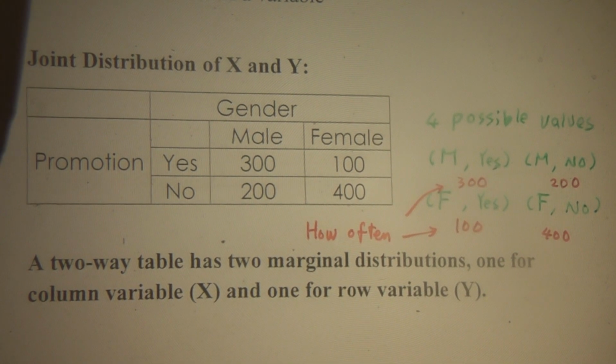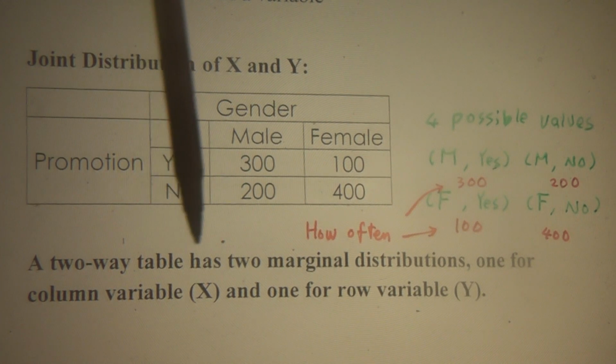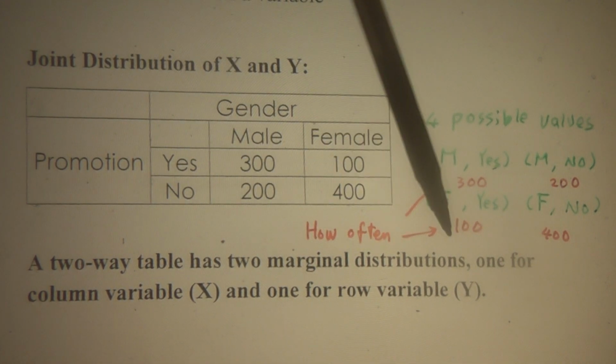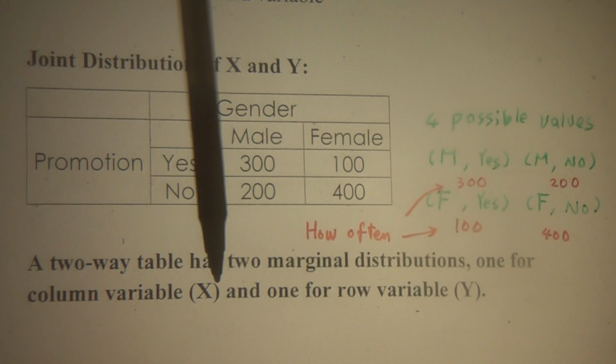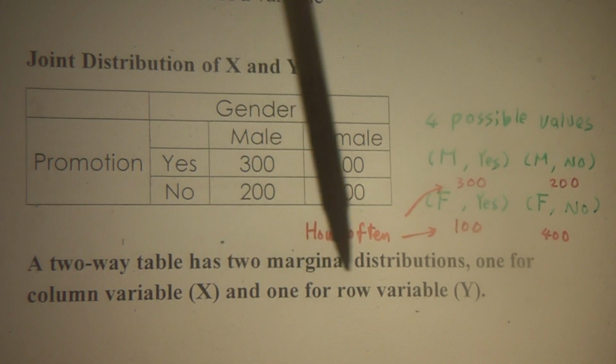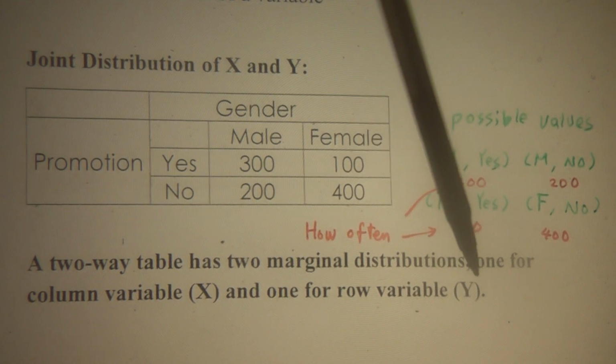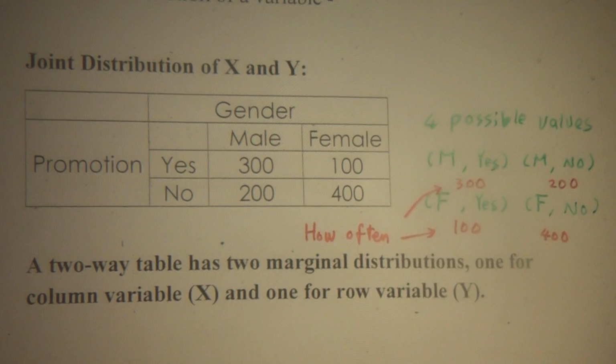Now, a two-way table has 2 marginal distributions. One is for the column variable x, which we call gender, and one is for the row variable y, which we call promotion status. Now let's take a close look at the marginal distributions of x and y.